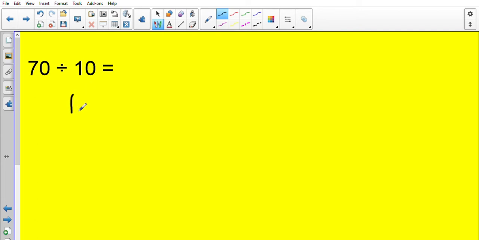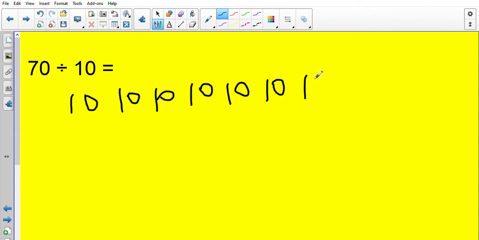So I'm going to have 10, 20, 30, 40, 50, 60, 70. How many tens have we got? 1 ten, 2 tens, 3 tens, 4 tens, 5 tens, 6 tens, 7 tens. 70 divided by 10 equals 7.